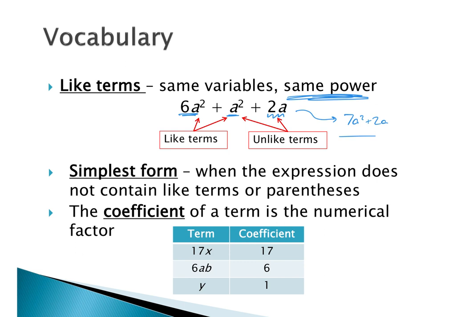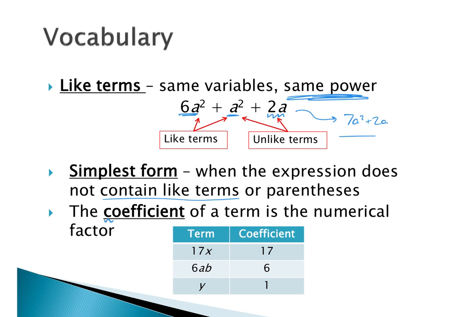Okay, so the people in the same classes or with the same amount of power are going to stay together, just like with variables. Now, simplest form is when the expression does not contain any more like terms or parentheses. You're always going to keep going until all parentheses are gone and nothing else can be combined. This includes fractions. You will always simplify your fractions. Always, every single time, because that falls under the like terms bit of this sentence.